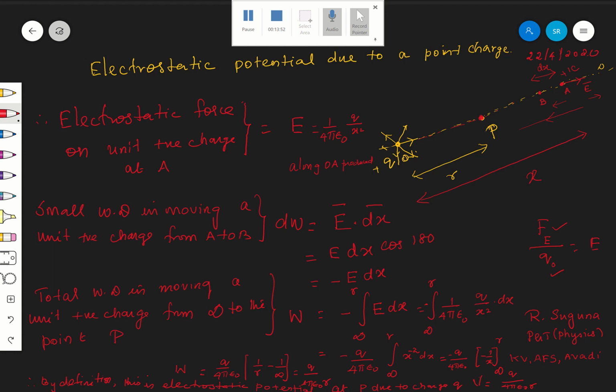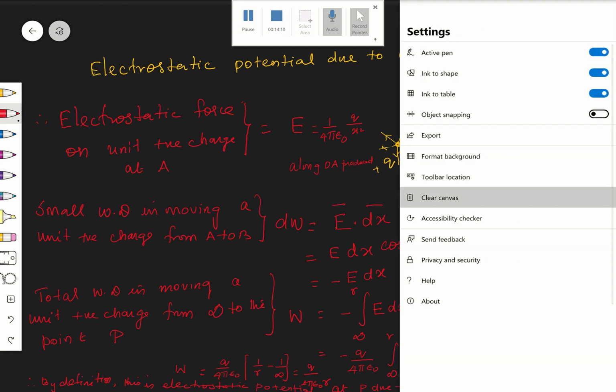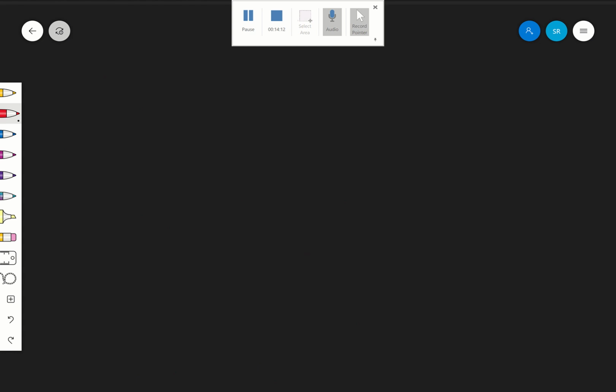Hope you are following. I don't want to go to the next page, so that I can complete everything here. Therefore, V is equal to q by 4 pi epsilon naught r. Right, now we will go to the next page. Now we got the electric potential V equal to q by 4 pi epsilon naught r.